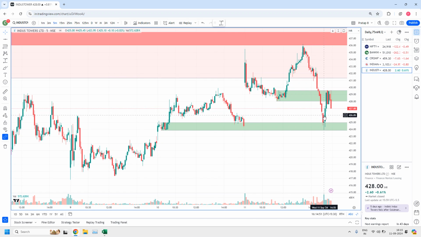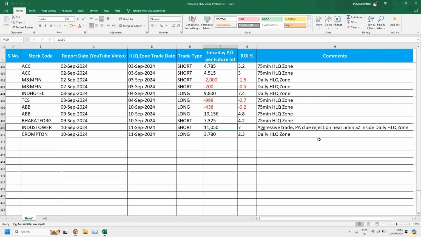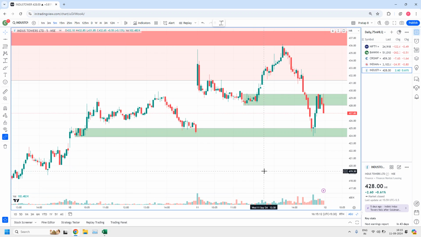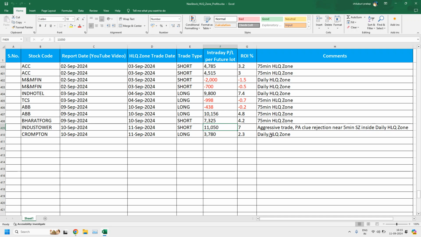If you would have booked earlier, your profit will reduce. This is the maximum opportunity this high liquidity zone has given. In the Excel sheet, I am not registering my trades always, as I told several times earlier. I am registering only the opportunities provided by NeoStock high liquidity zones. Where we are exit depends on our individual trades and our individual psychology. That plays the role. But our high liquidity software has provided this much opportunity.